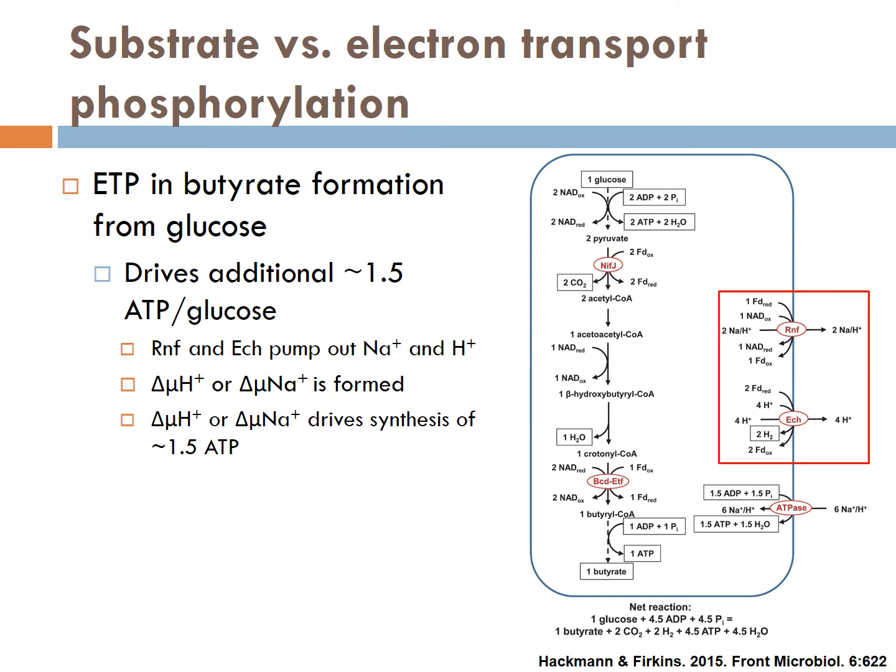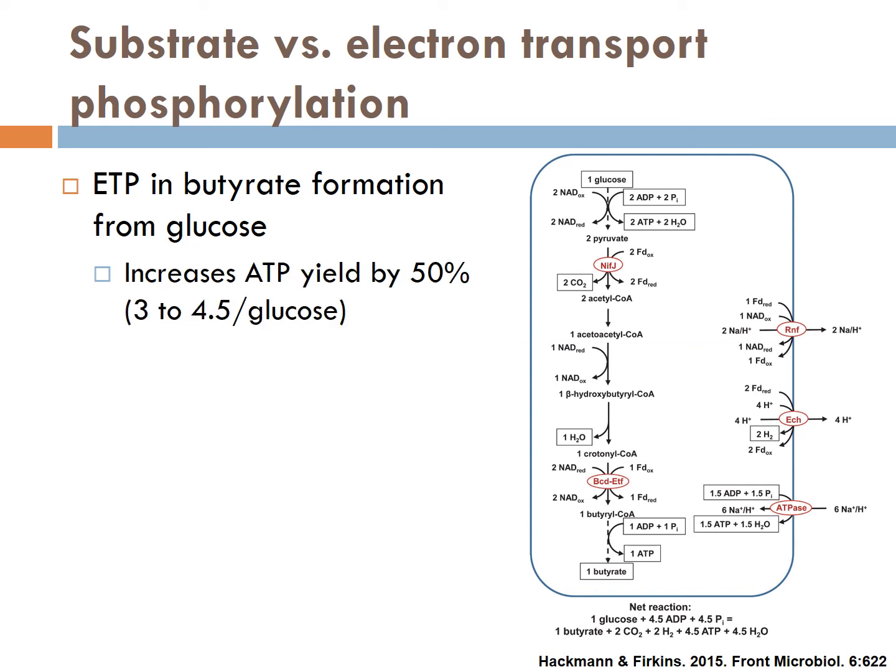The ion pumps RNF and ECH pump out sodium and protons. This, in turn, forms an electrochemical potential of protons or sodium. This potential can then drive the synthesis of about 1.5 ATP. This mechanism of ATP synthesis is quantitatively important. It increases the ATP yield by up to 50%, from 3 to 4.5 ATP per glucose.